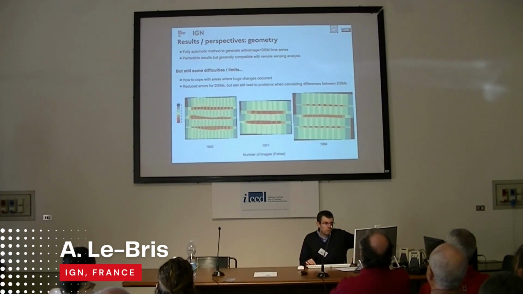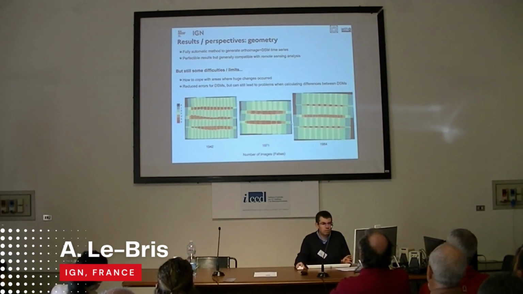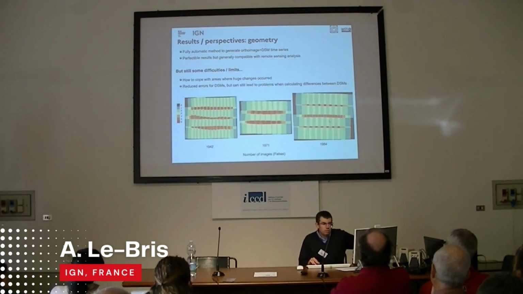All those problems are probably linked to the fact that some image networks are more constrained than other ones. So sometimes we have very good results, and sometimes, as for instance for this one, there are fewer constraints, and then the result is generally not so good.